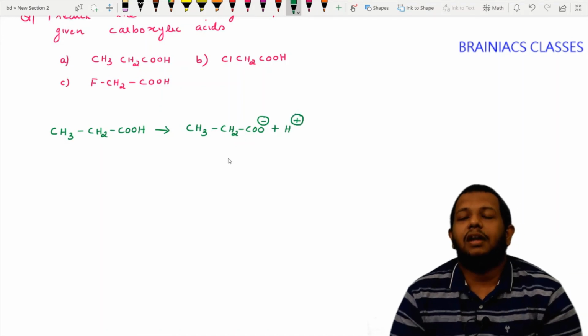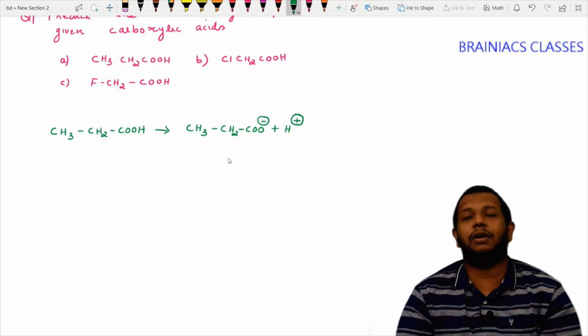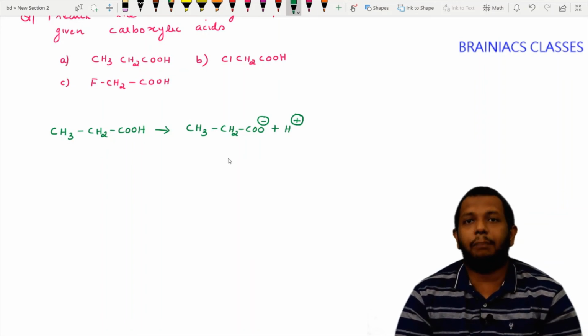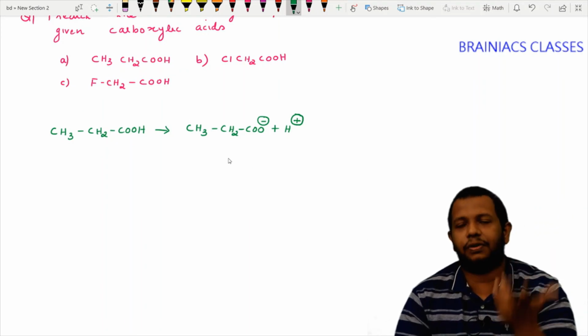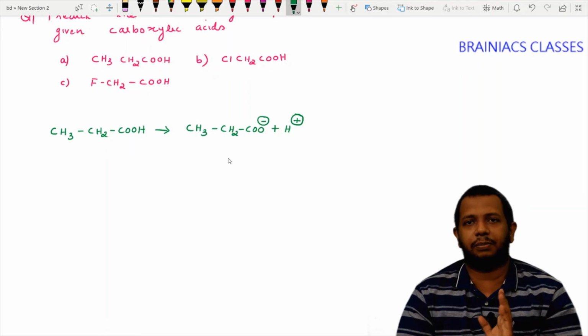Okay. Now you know that there is a minus charge on the oxygen atom. I need to predict the stability of this carboxylate anion by resonance, inductive effect, or hyperconjugation. Since we are learning the inductive effect, I will predict that first, and based on that, I will explain.